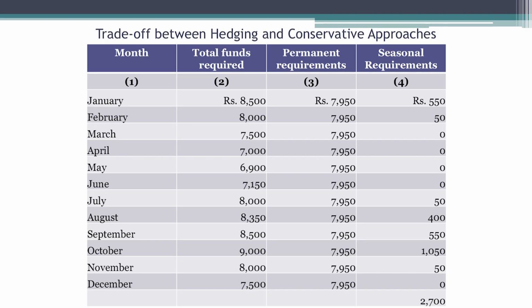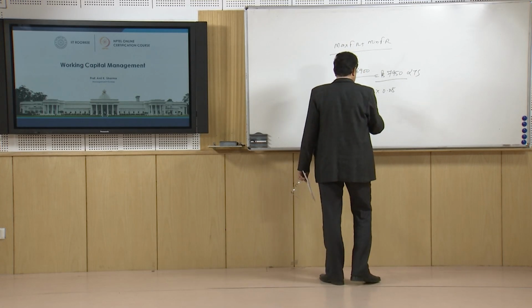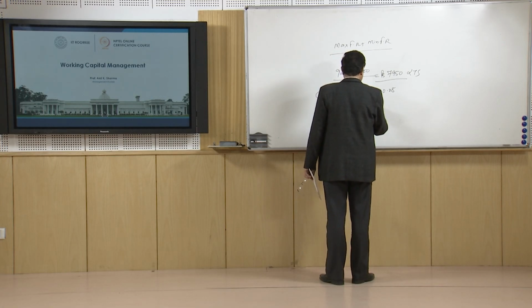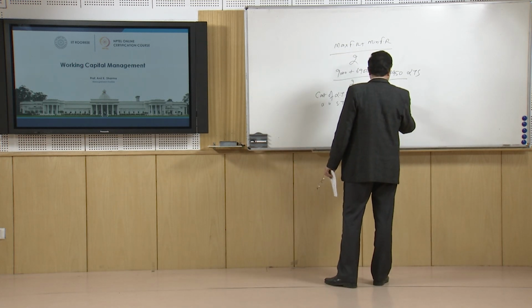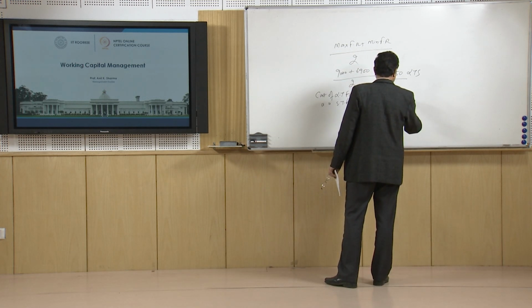Now the seasonal requirement has come down to 2,700, and 2,700 is to be divided by 12. So this works out as how much? That is rupees 225, the monthly requirement, multiplied by 0.03.